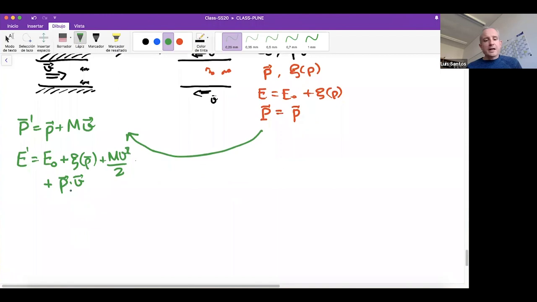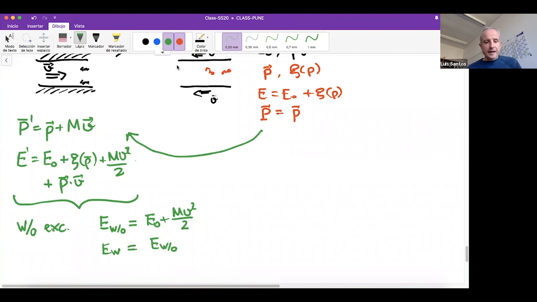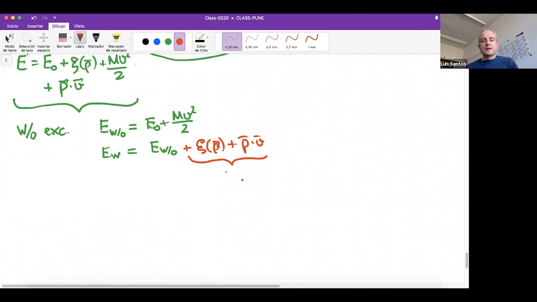So because I have an excitation which has a momentum P, what is the difference in the lab frame? Now in the lab frame, without excitation, I had an energy which is E zero plus mv squared divided by 2. Now with excitation, I have this energy without excitation, but then I have some extra term here, which is this dispersion plus the Doppler effect. So this is the energy that the system gains, delta E, when it creates an excitation.